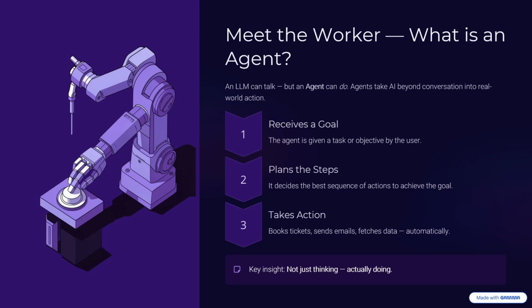Okay, let's say if I have to book a flight, all the step-by-step things that I am going to do as a human, the same thing the agent is also going to do. It will receive a goal, and based on the goal it will plan the steps, and after that it will take the actions. It's just like an LLM only thinking, but this agent will do things also. So that's about this agent.